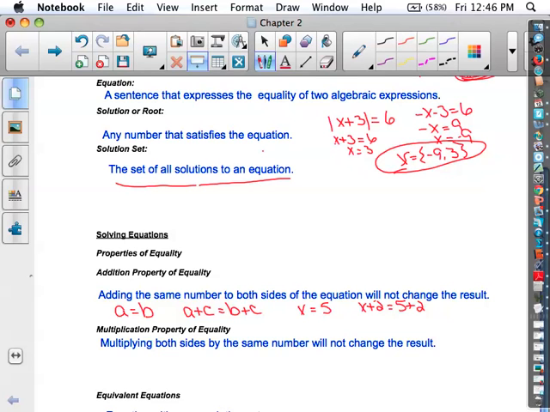The next is the multiplication property of equality, and that is multiplying both sides by the same number will not change that result. So for example, if I have 2x is equal to 10, and I multiply both sides by 1/2, I'm still going to get that x is equal to 5. So if I have A is equal to B, then A times C is equal to B times C.